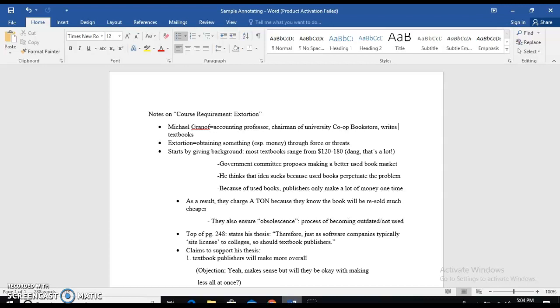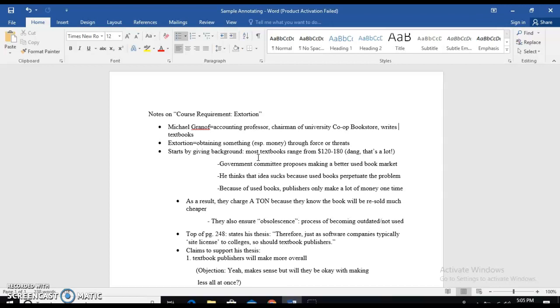So again, one of the things that he tells us here is that most college textbooks range from about $120 to $180 per book. And my reaction was, dang, that's a lot. It's maybe not that surprising, but seeing that amount, that's a lot on average to spend for one book for one class, right? So that's important information to know.